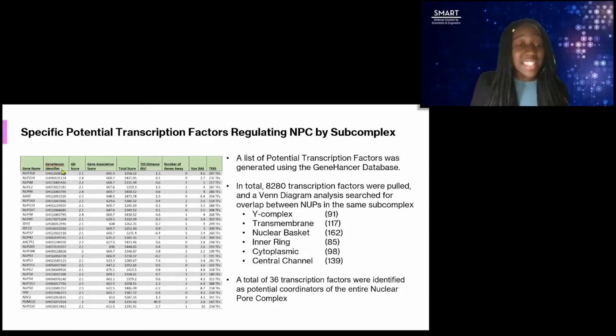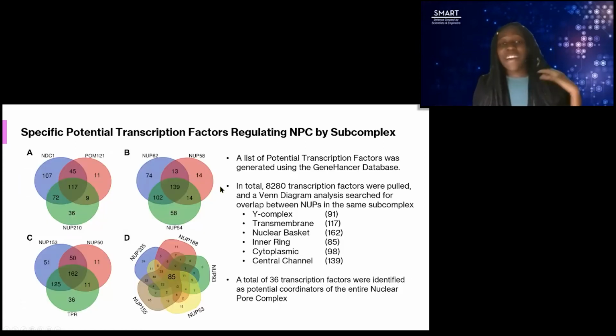So this table here shows my scoring process on the GeneHancer website to find my transcription factors. This column right here shows the number of transcription factors that I was given by GeneHancer for each of the different nucleoporins. The total score is listed here in the center column, which I used to select these. And I would also like to point out that this column right here shows the GeneHancer identifier, which can be plugged in, and you can find the exact same data that I did using the GeneCards website.